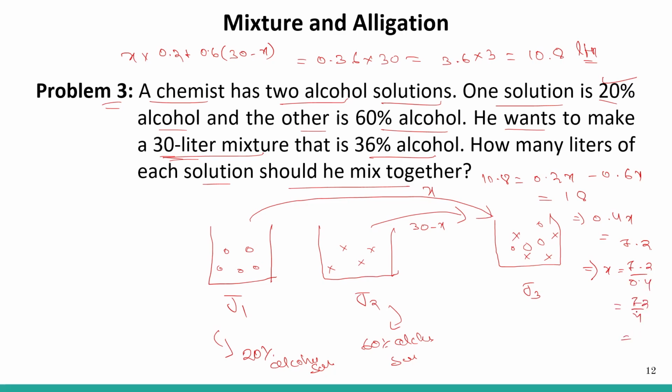So 72 by 4 is 36 by 2, which is 18, right? So x is equal to 18, and 30 minus 18 is equal to 12. Okay, so what you need is 18 liters of the 20% alcohol solution and 12 liters of the 60% alcohol solution, so that you could get a 30-liter mixture that has 36% alcohol in it.